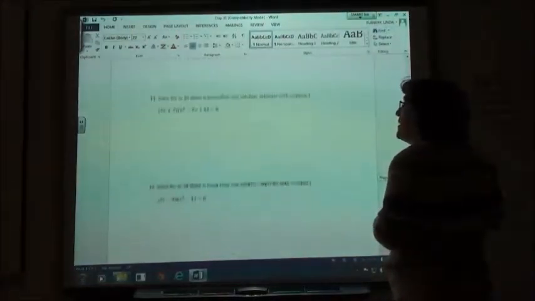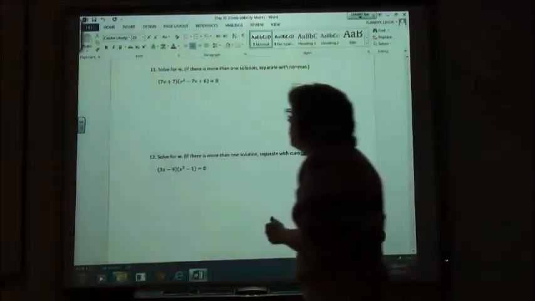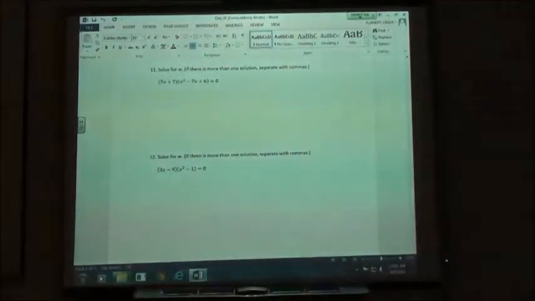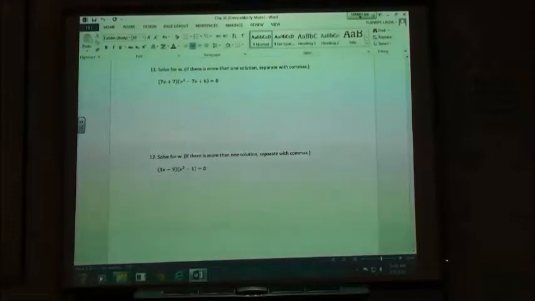Number 11, same kind of thing. Wants us to solve for w, I should say solve for v. Let's fix that. I think my typist likes to copy and paste. Solve for v, solve for x. There we go. Wants us to solve for v.